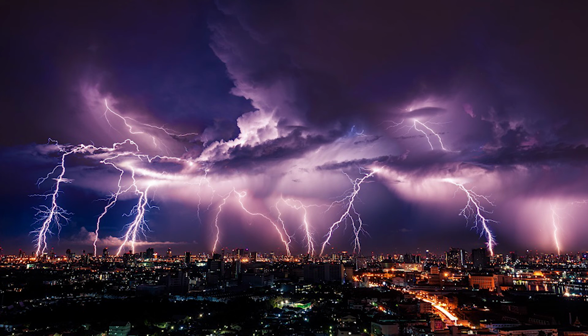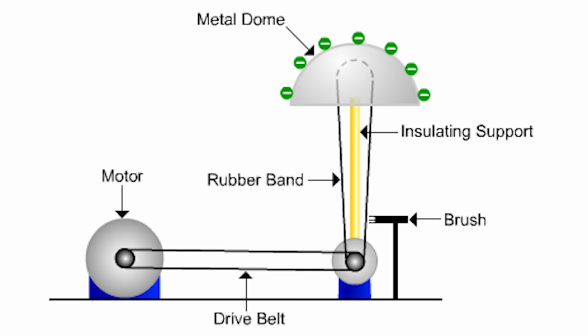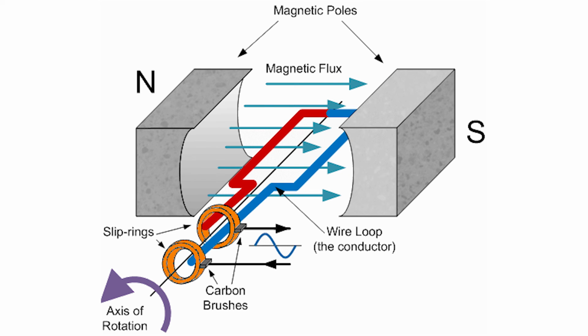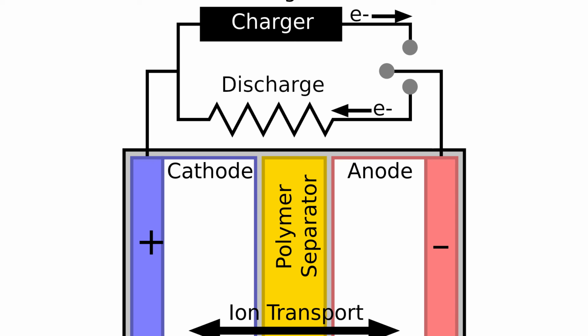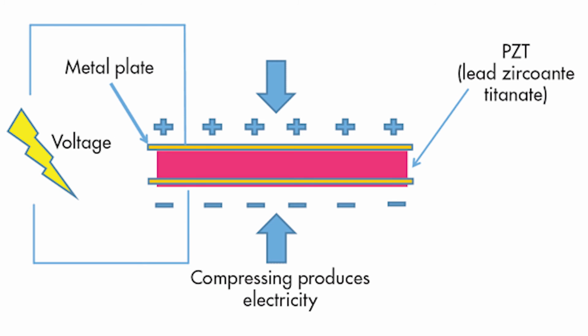Electricity is the flow of electrons through a conductive medium. So, how does electricity work? There are several ways by which we are able to produce an electrical current. There's static generation of electricity, there's magnetic generation of electricity, there's chemical generation of electricity, there's photonic generation of electricity, and there's compression generation of electricity.